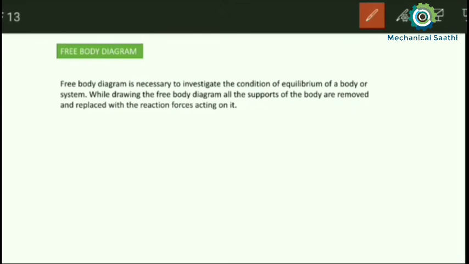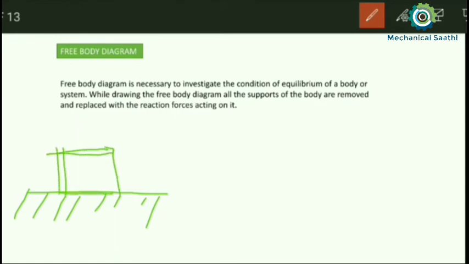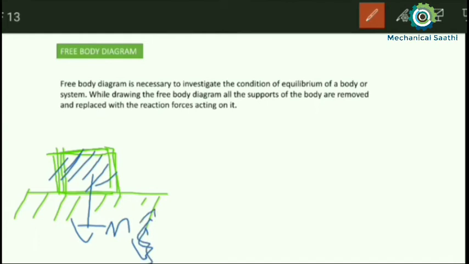Let me draw the previous example which we have taken. This is the fixed support, and this is the weight, or any system or rigid body. Basically in mechanics, whatever body we consider, all these bodies are rigid. Rigid means there is no deformation, or deformation is negligible. This is the body, which has some weight acting downward, equal to mg, that is equal to W.